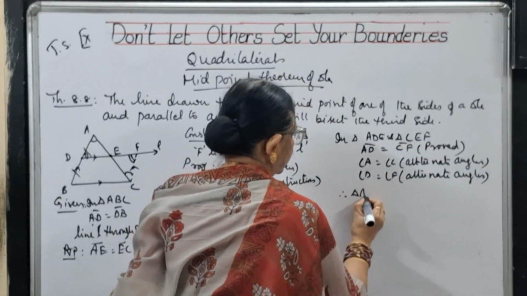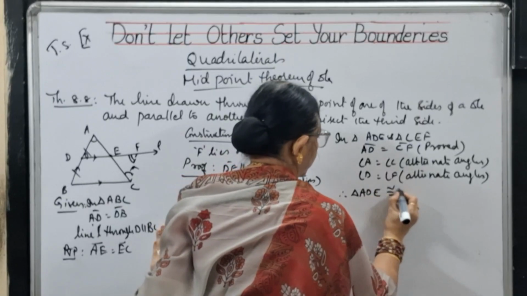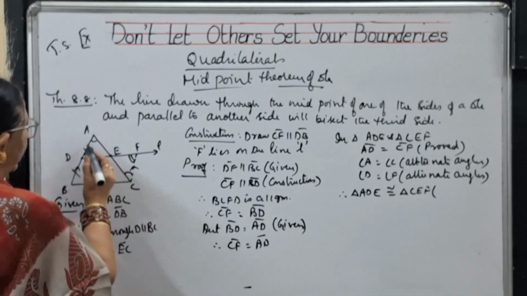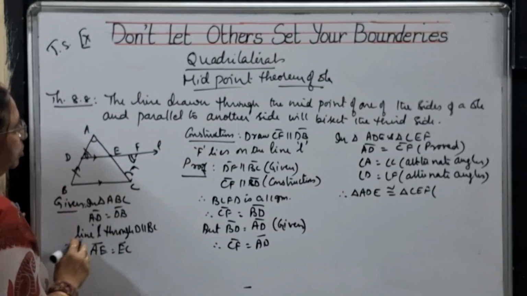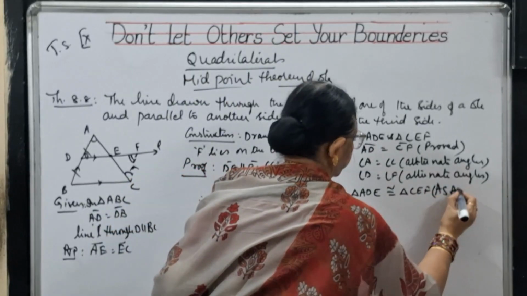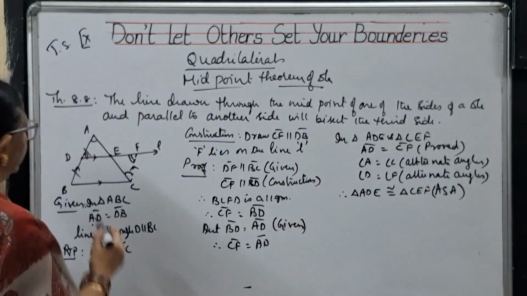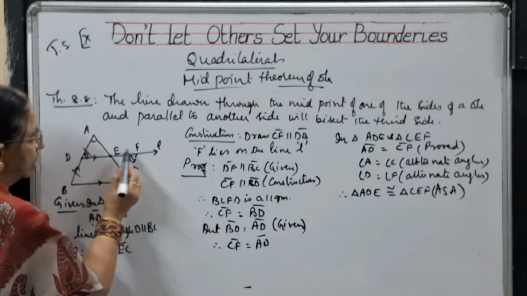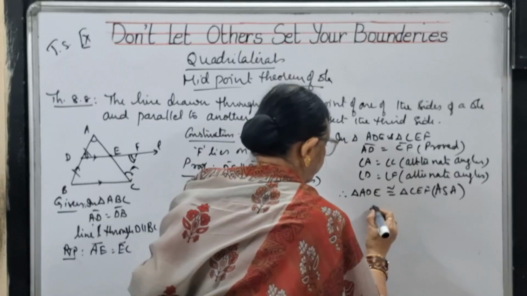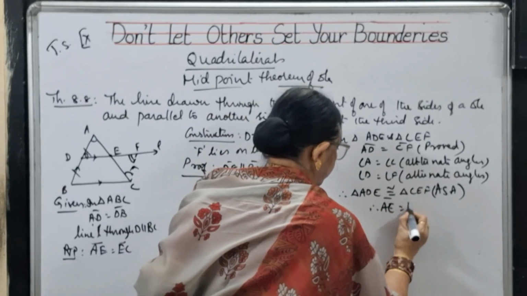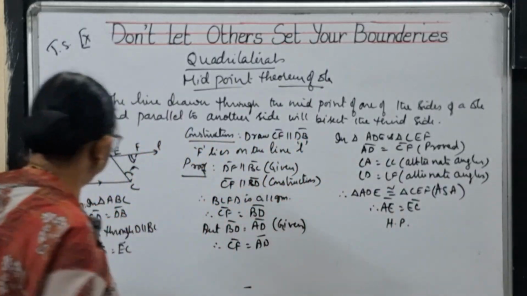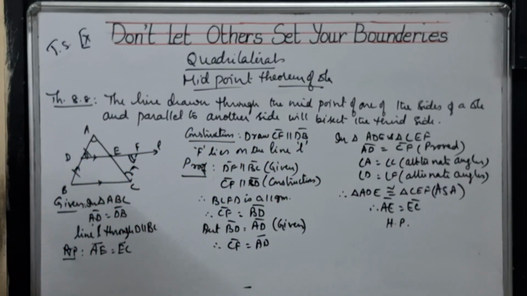Therefore, triangle ADE is congruent to triangle CEF based on the angle side angle property. When you prove that triangle ADE is congruent to triangle CEF, you can prove that AE is equal to EC. Therefore, AE is equal to EC, hence proved. This is the proof of this theorem, children.